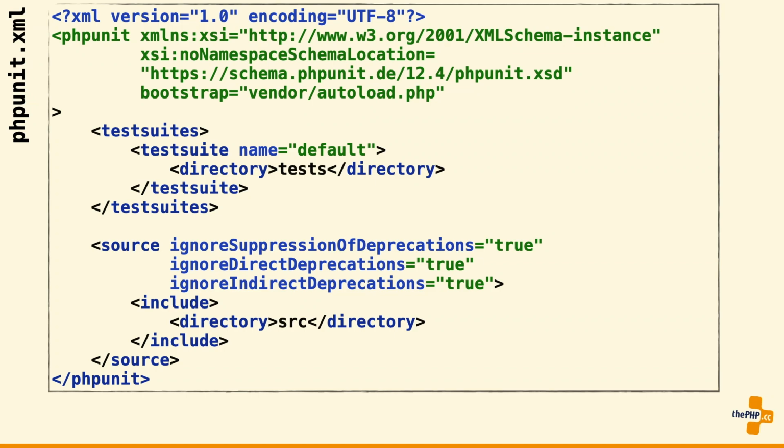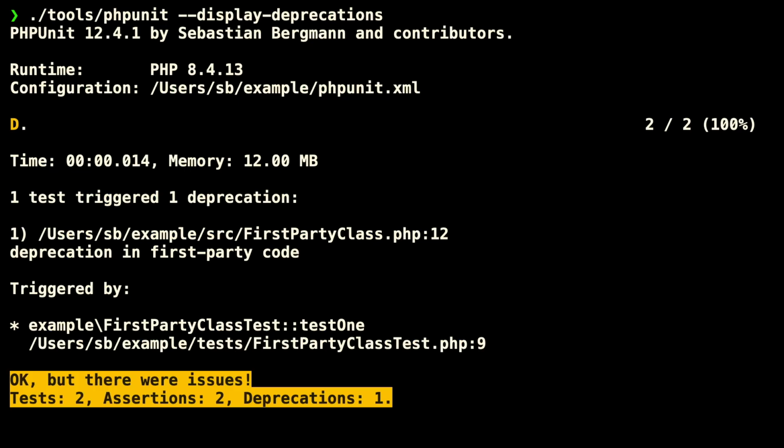But you cannot really do much about deprecations in your vendor directory unless you start contributing upstream and opening tickets and sending pull requests and so on. Until that gets merged and you get the new version, you cannot do anything about that. So most teams opt into, hey, PHPUnit, please do not report deprecations in code that I use. Only report deprecations in my code, and that is the configuration for that. So if you run PHPUnit and pass the display deprecations CLI option, this is what you would see.